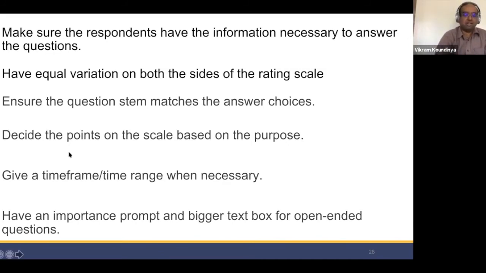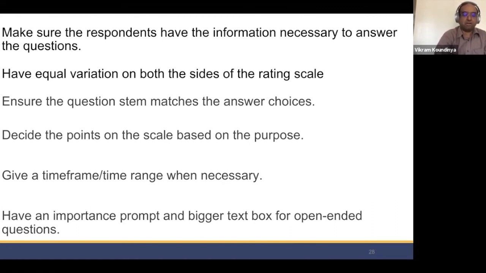And then decide the number of points on the scale based on the purpose of your study. Sometimes you may want to force the respondents to either agree or disagree, and sometimes you may want to give them the opportunity to take a neutral stance. So it depends on the purpose. For example, some researchers say that if you're measuring attitudes, they are directional, either positive or negative. But some people are okay with giving an option like neither disagree nor agree. So it depends on what kind of data you want.